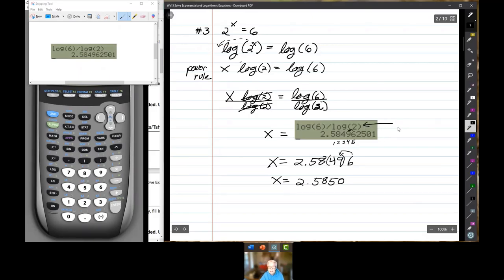Now again, I have to get my x terms together. There's an x in this term and an x in this term. So I'll subtract x log 2 from both sides of the equation, minus x log 2, which will give me x times log 6.